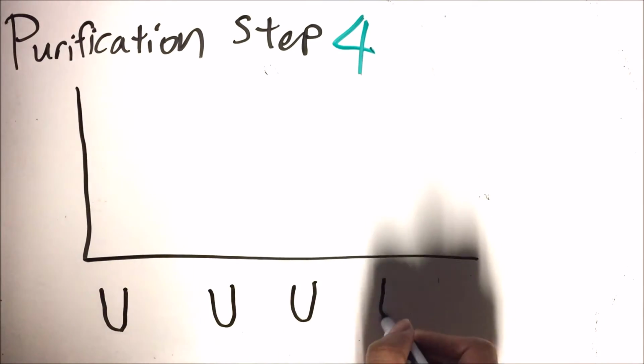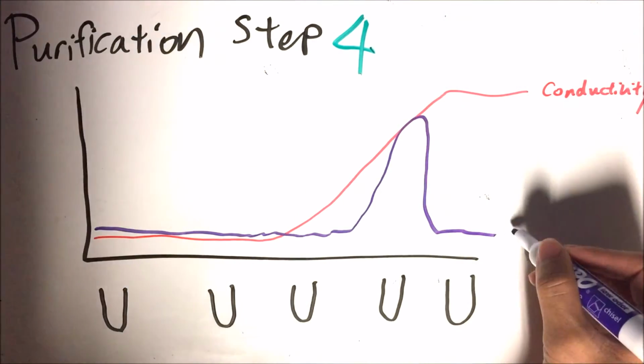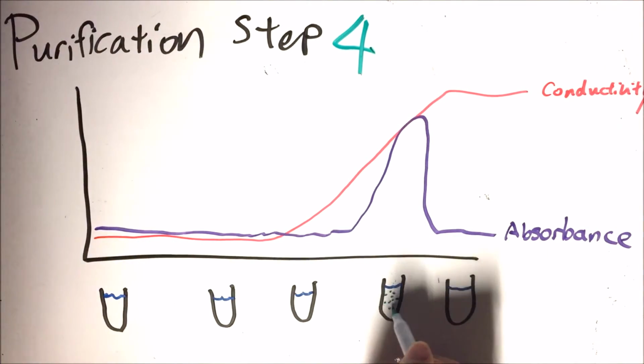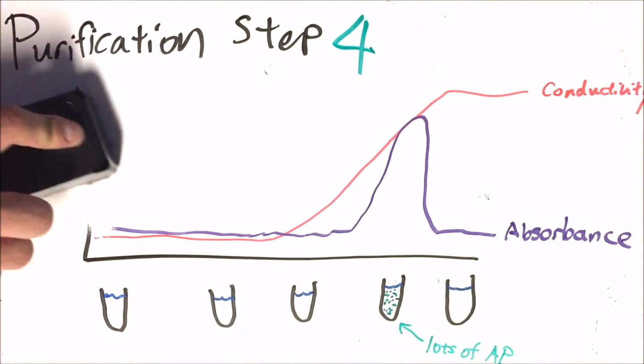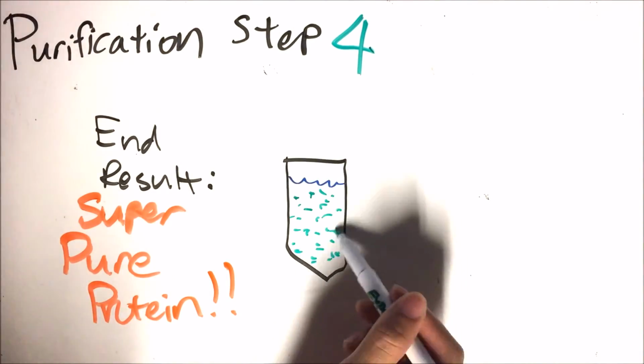When we plot the conductivity and absorbance, we can see that the conductivity increased over the run, and there is a huge spike of absorbance under one of the fractions. The fraction at this conductivity contains our AP. And after all of our hard work, we have successfully purified alkaline phosphatase from E. coli.